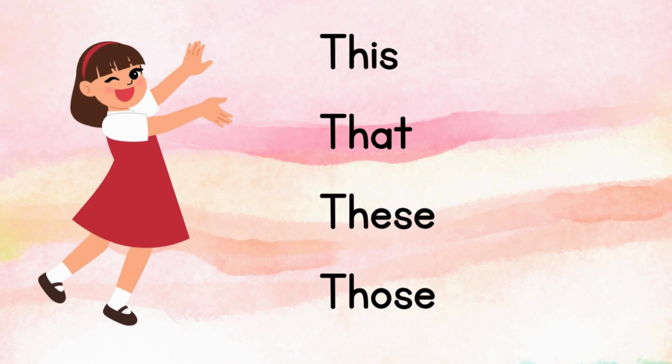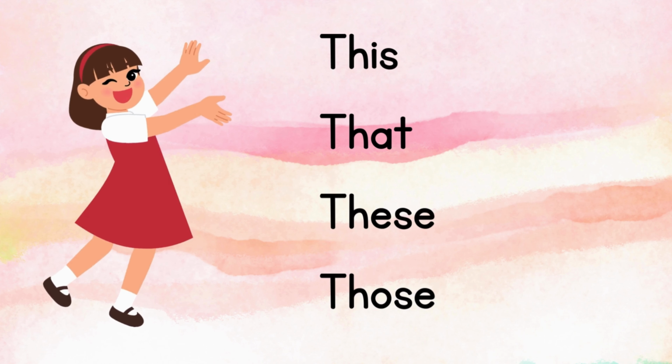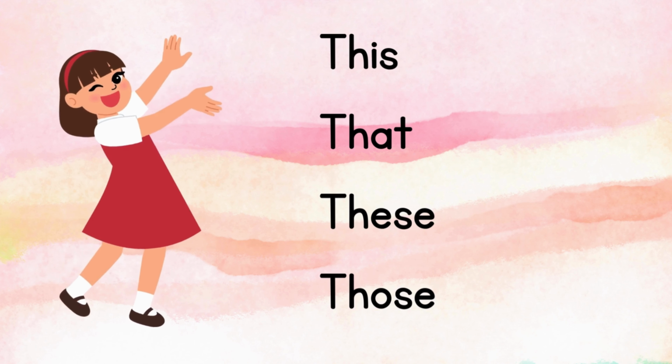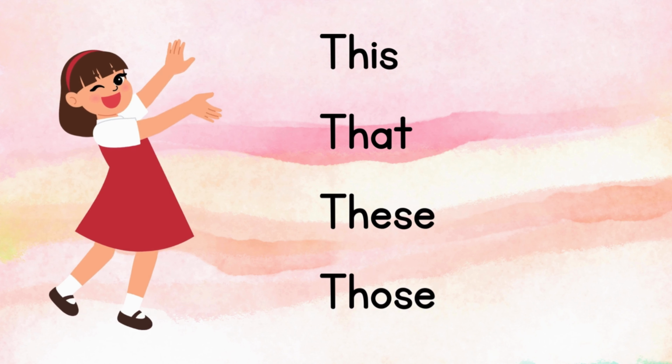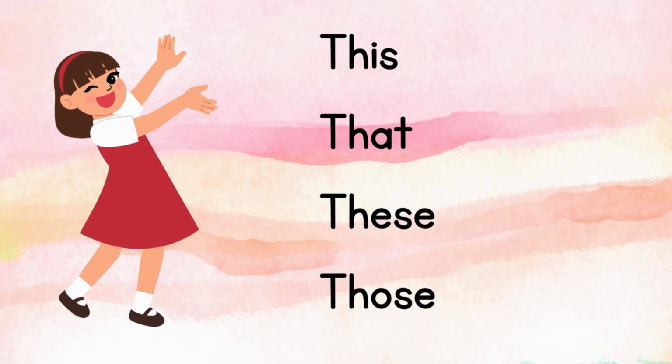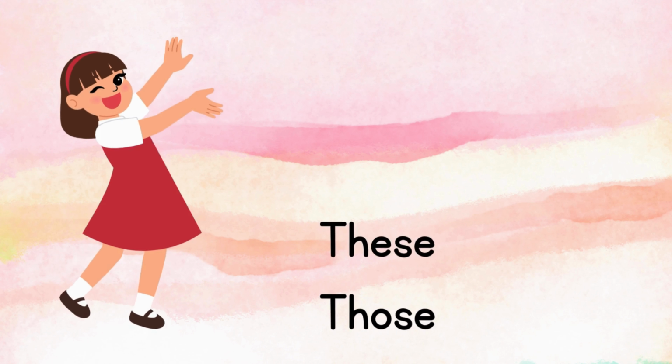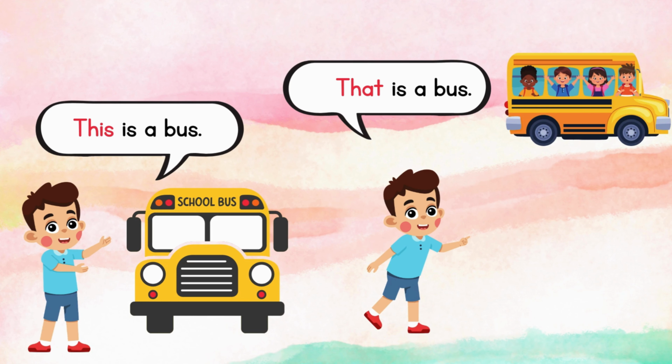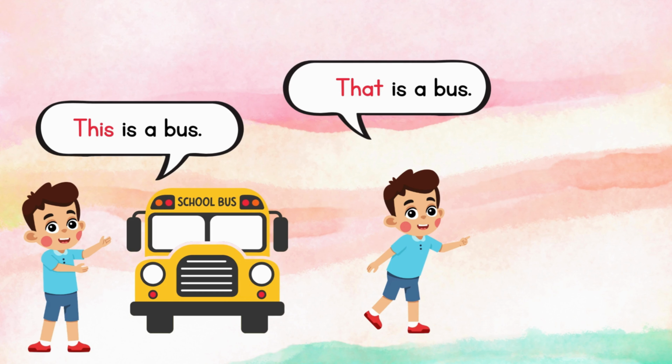Today we are going to learn how to use the words this, that, these and those. What are the words? This, that, these and those. Okay, go to the picture. This is a bus and that is a bus. We use this for something close and that for something far away.